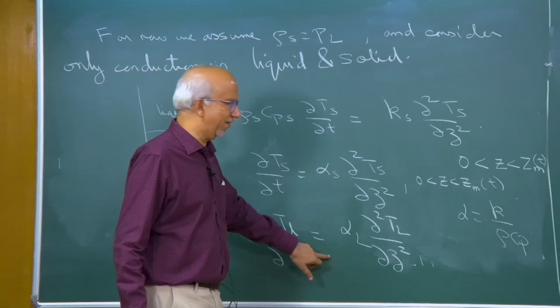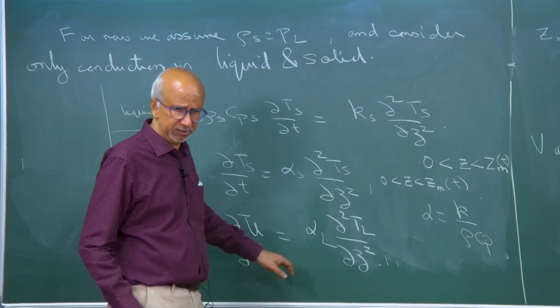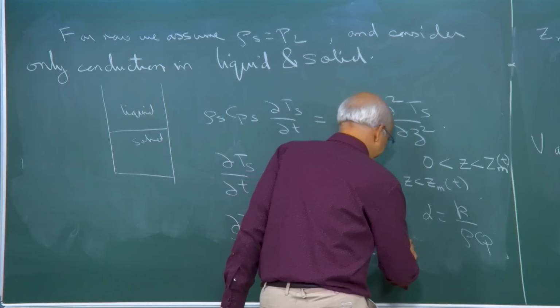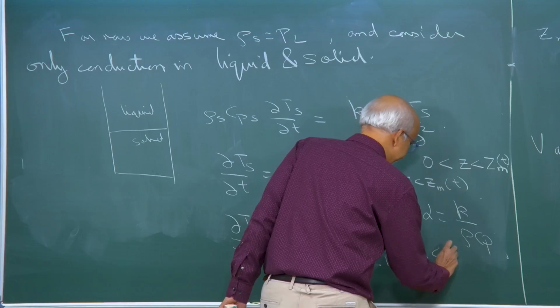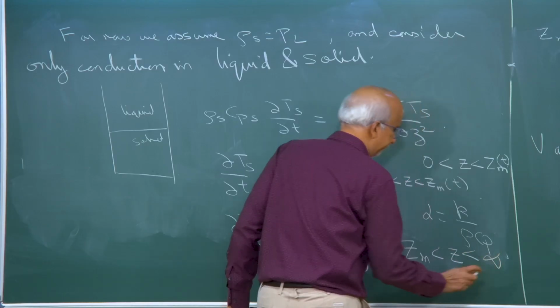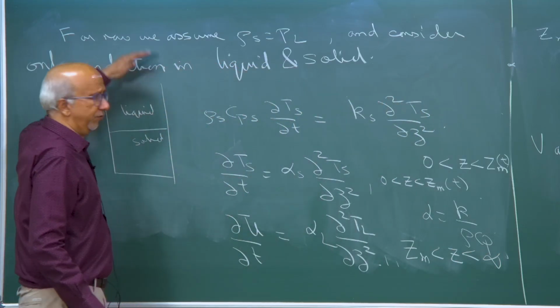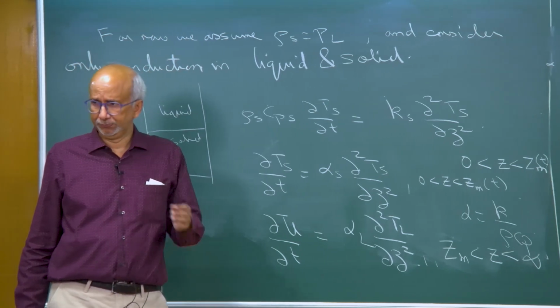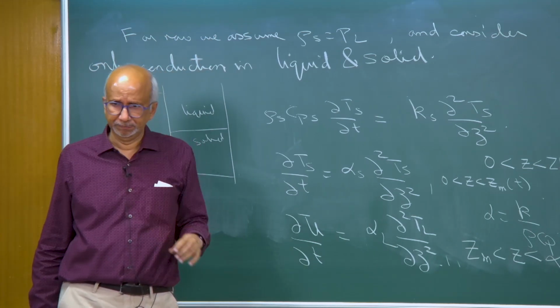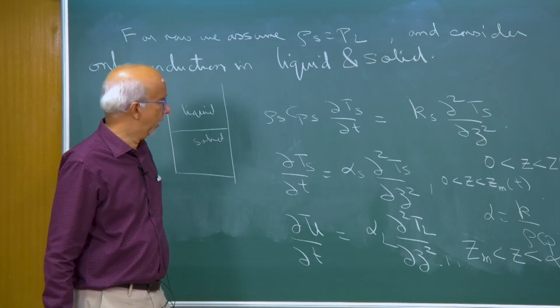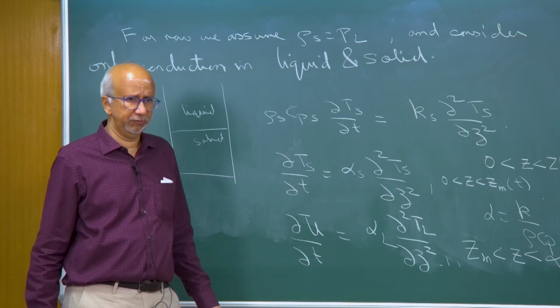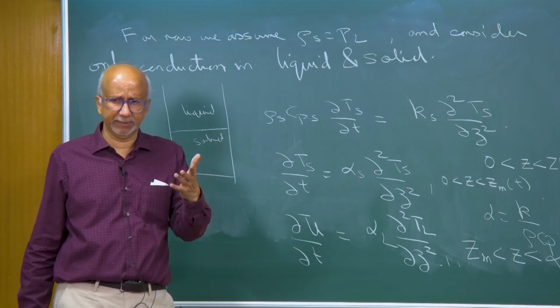And what is the domain over which this second equation is valid? It is zm less than z less than infinity, because it is going up to infinity. Okay. So, I have written the equations and the boundary conditions which we have to solve.